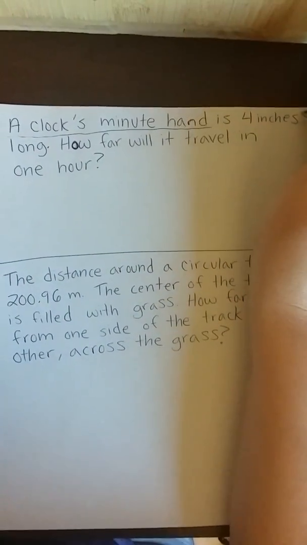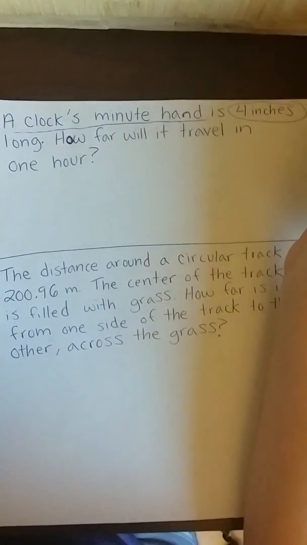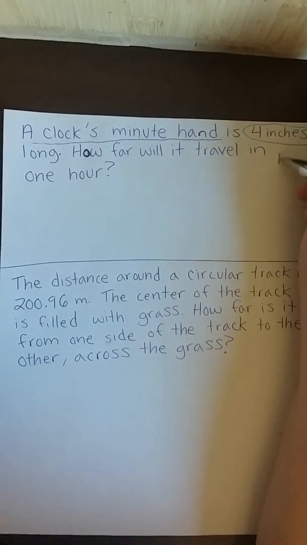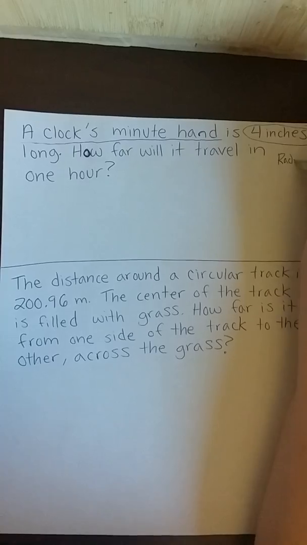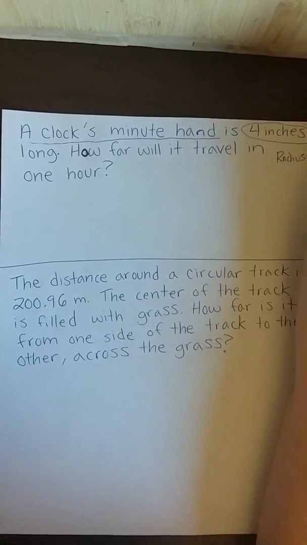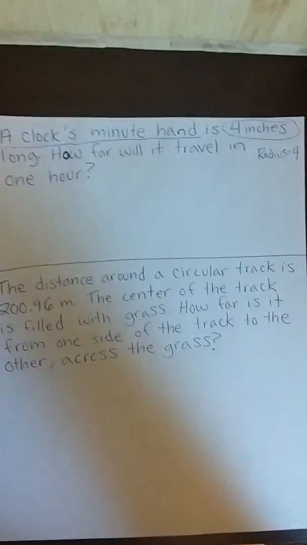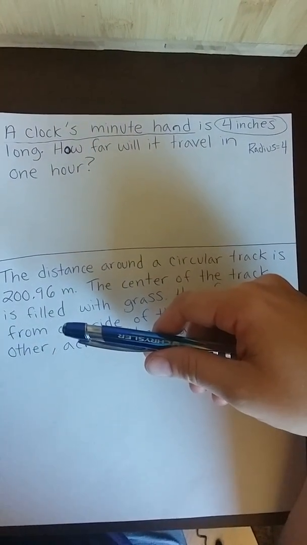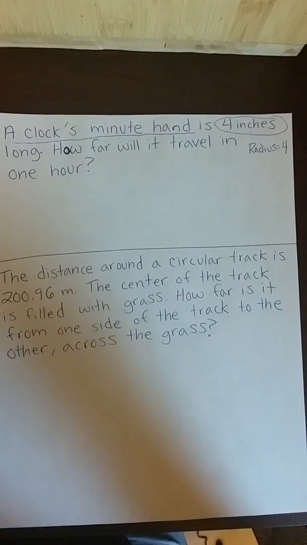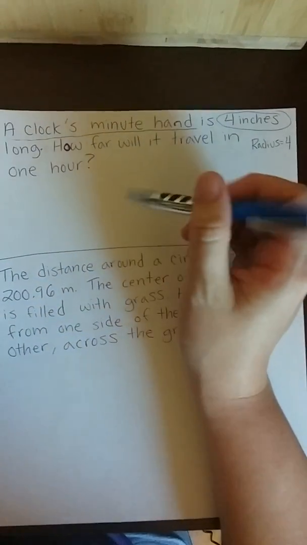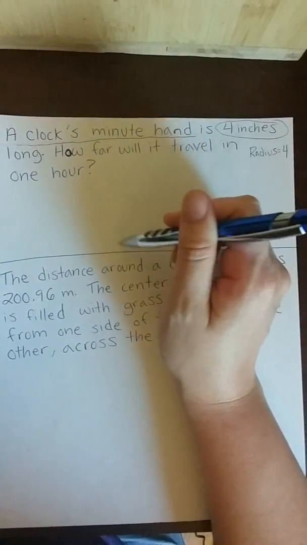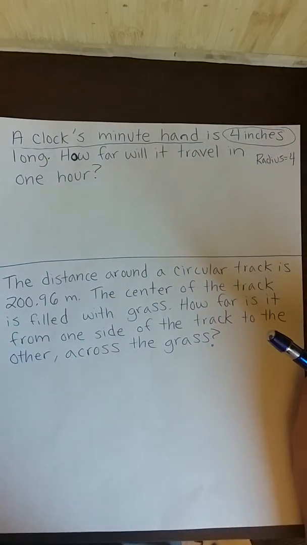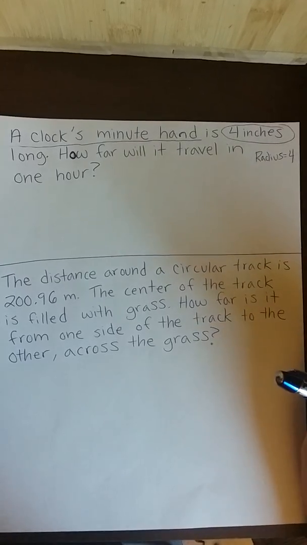So a clock's minute hand is 4 inches is really telling us that the radius of the circle is 4. So we're going to say radius is 4 here. So the radius is 4 because the clock's minute hand is 4 inches. Now it's saying how far will it travel in 1 hour? Well, the minute hand goes all the way around a circle in an hour. So when it says how far will it travel in 1 hour, it's really asking for the circumference.